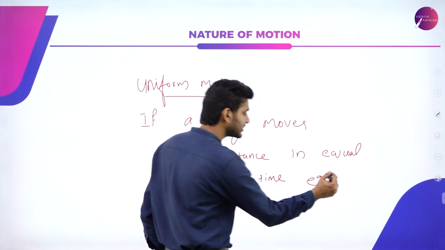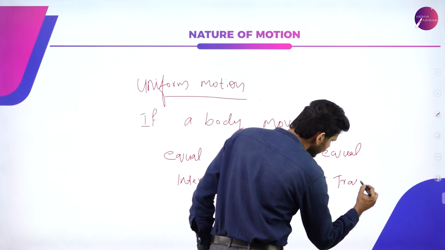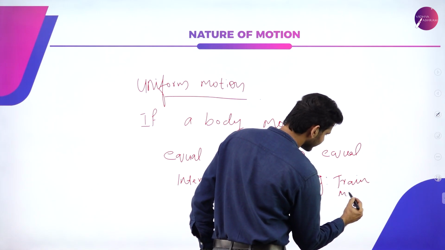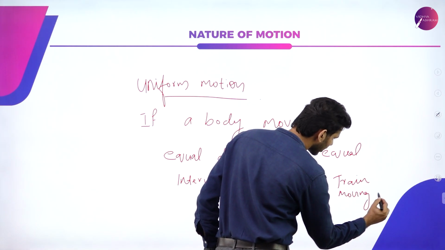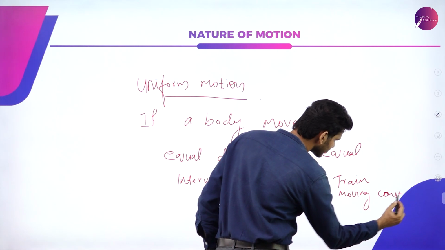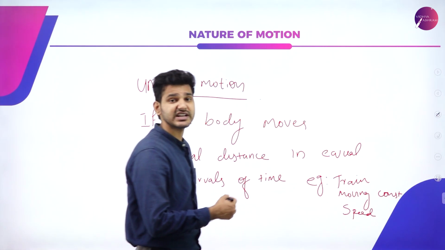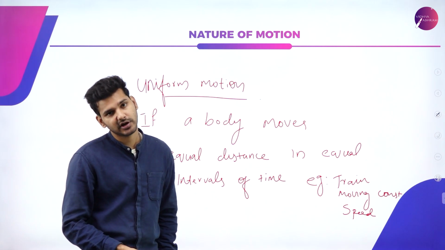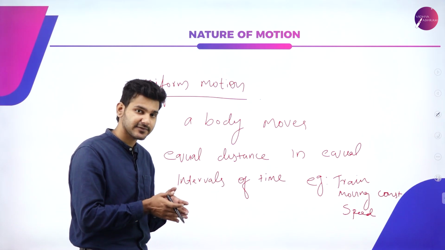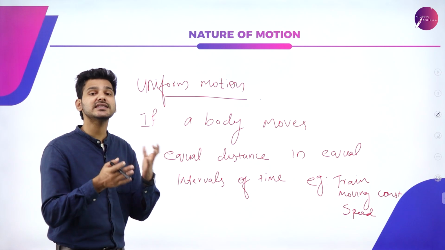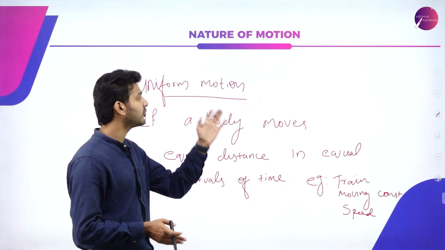We can take a train, for example, a train moving with constant speed. Or you can take a plane moving at constant velocity, or any object that is following this particular pattern is an example for uniform motion.